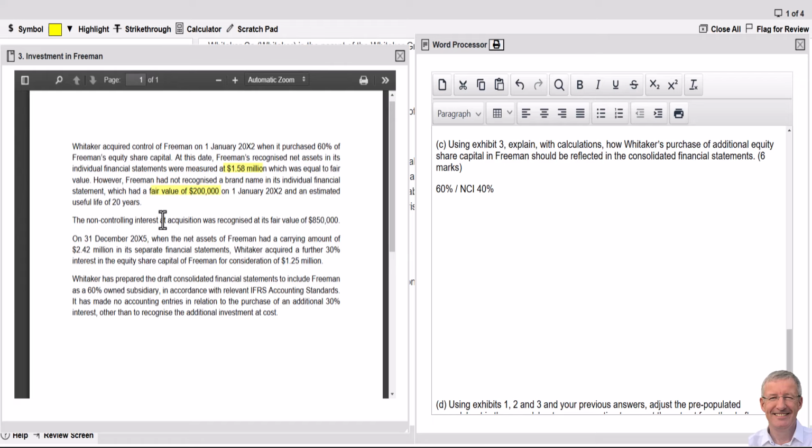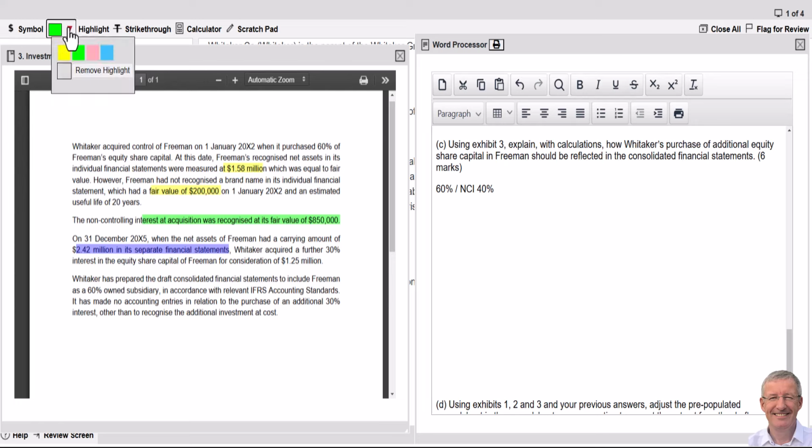And at the date of acquisition, the NCI is 850. So again, at the date of acquisition, the NCI is given to us at 850. Now, we are where we are in X5, which is X2, X3, X4, X5, 4 years later. We've got a carrying amount of the net assets of 2.42. That's in the separate financial statements.